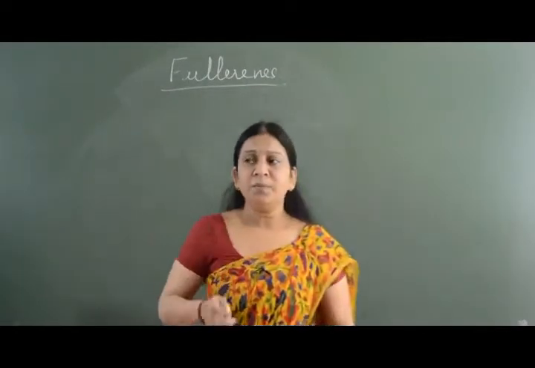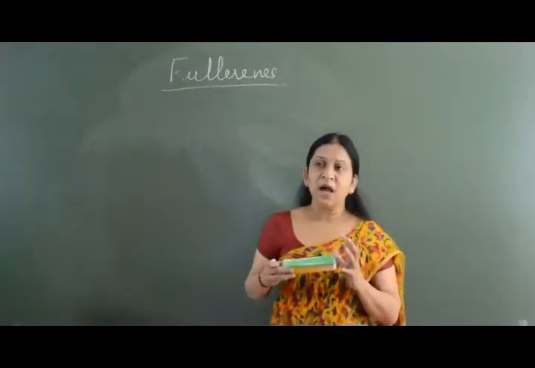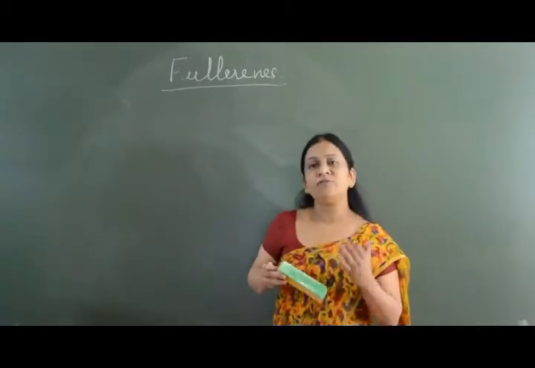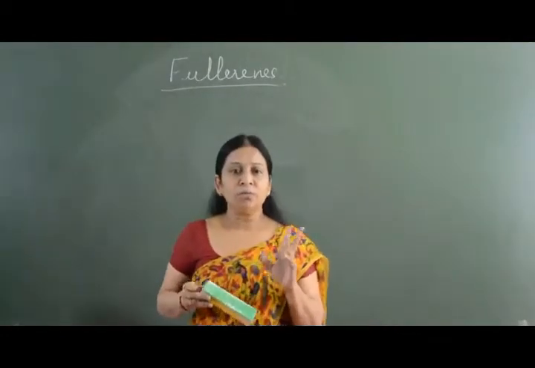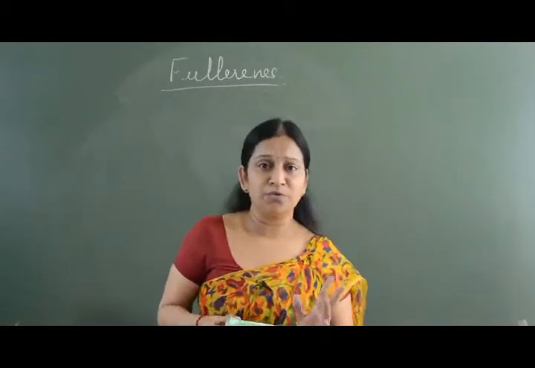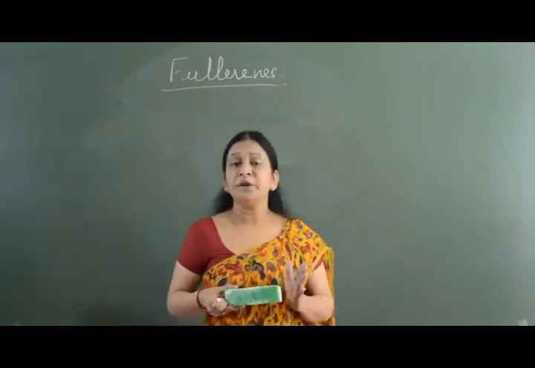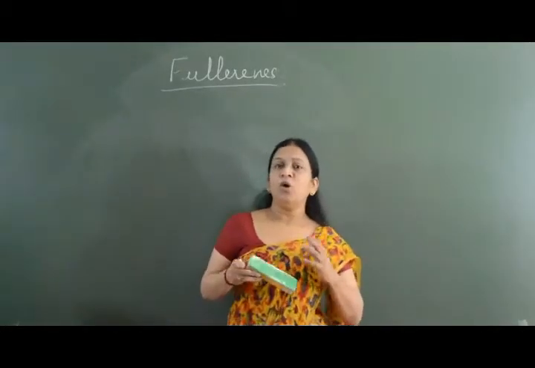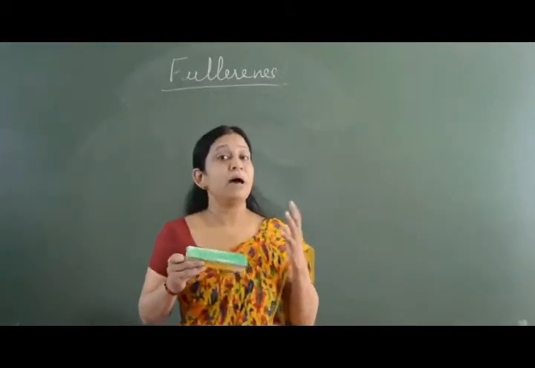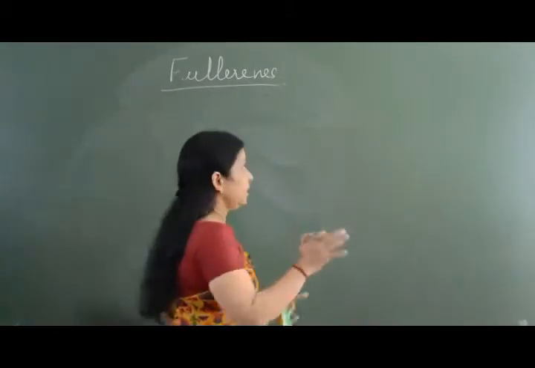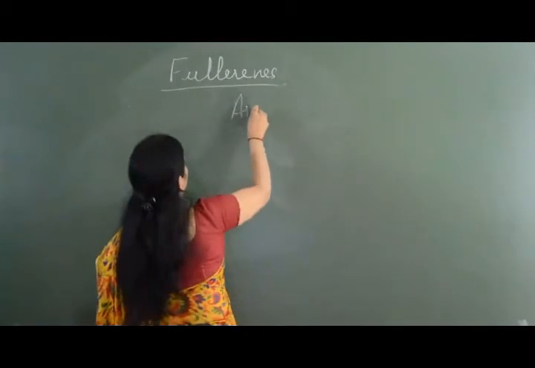So a fullerene is a polymorphic allotrope of carbon. We have got two normal allotropes of carbon, which are diamond and graphite, and fullerene is a polymorphic or polymeric allotrope of carbon. It is one of the Archimedean solids.